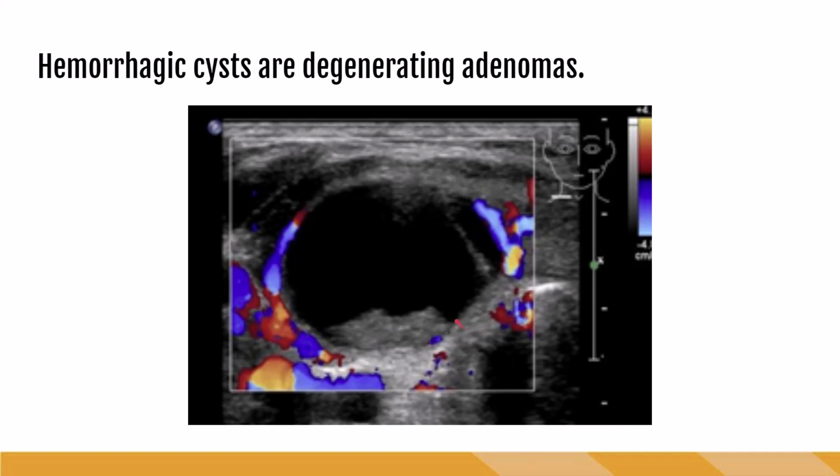So here's an example of a degenerating adenoma or hemorrhagic cyst. Again, we can see on the outside here, we've got that peripheral vascularity, but we see no vascularity on this solid component because this is most likely a blood clot within the mostly anechoic fluid.